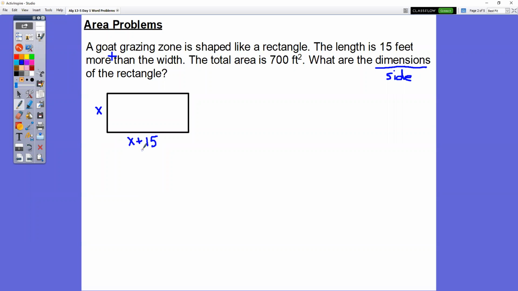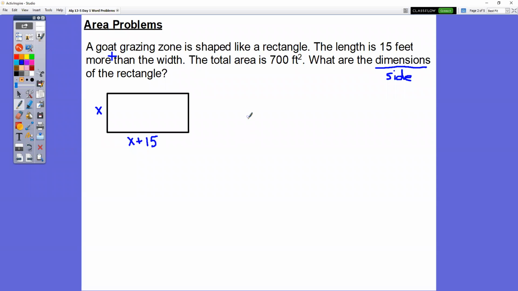Sure, could you just start guessing numbers that were 15 apart, like 1 and 16, 2 and 17, and eventually get your answer of what times what equals 700? Yes, you could do that. Will they take that answer on the Regents exam? No, they won't. Will I take that answer on a homework or a test? No, I won't. All right.